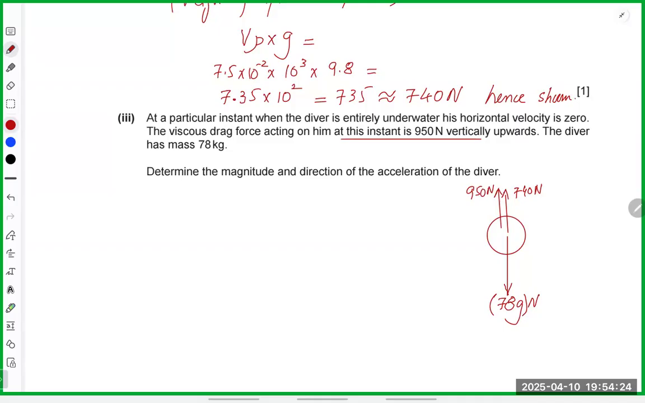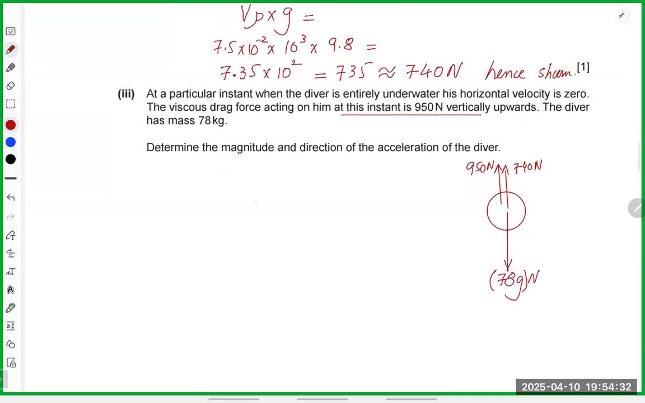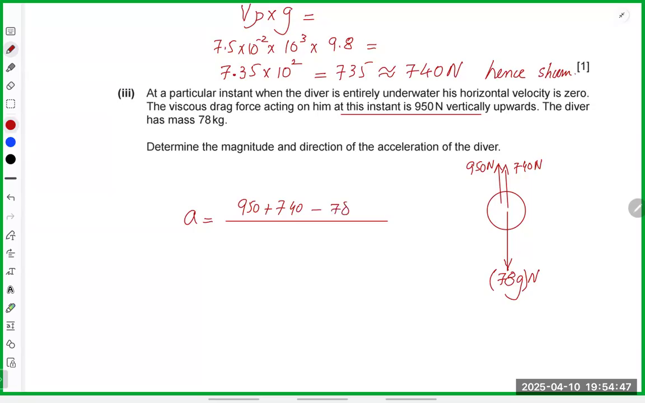Now, determine the magnitude and direction of the acceleration of the diver. Now, acceleration equals net force. Net force is going to be 950 plus 740 minus 78 into 9.8, divided by 78. I hope you remember that acceleration equals force divided by mass. If you know the net force acting on the object, dividing that force by mass, you can get acceleration.